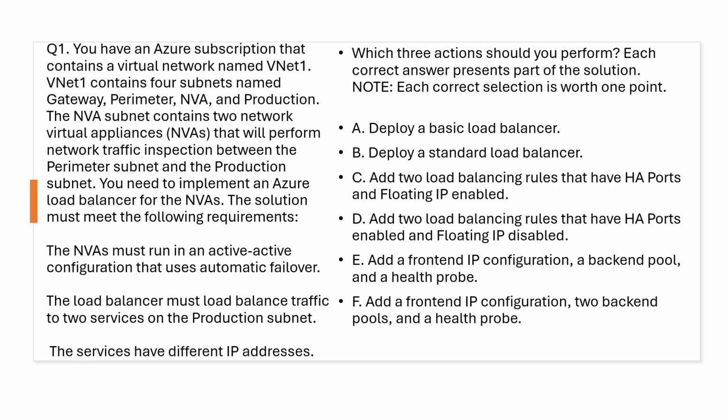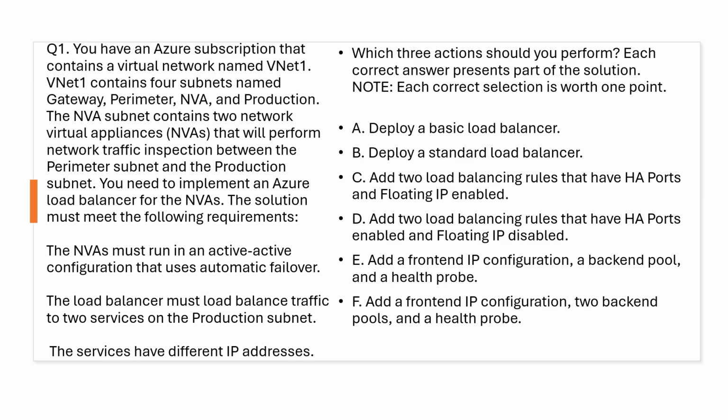Question 1. You have an Azure subscription that contains a virtual network named VNet1. VNet1 contains 4 subnets named Gateway, Perimeter, NVA, and Production. The NVA subnet contains 2 Network Virtual Appliances, NVAs, that will perform network traffic inspection between the Perimeter subnet and the Production subnet. You need to implement an Azure Load Balancer for the NVAs.